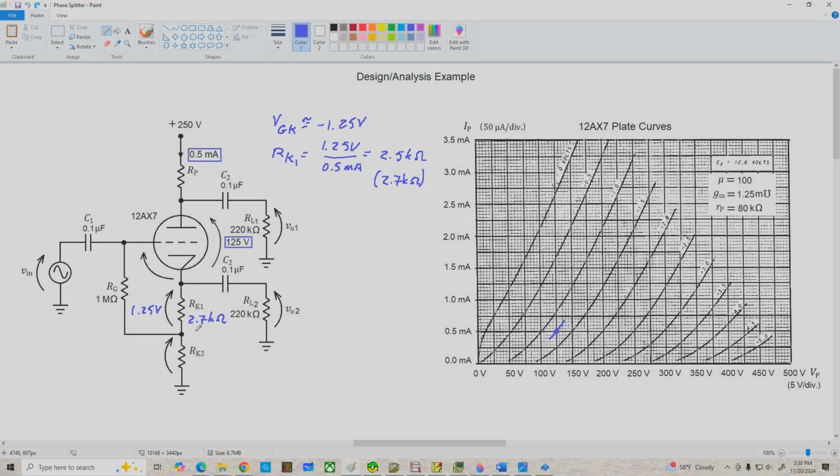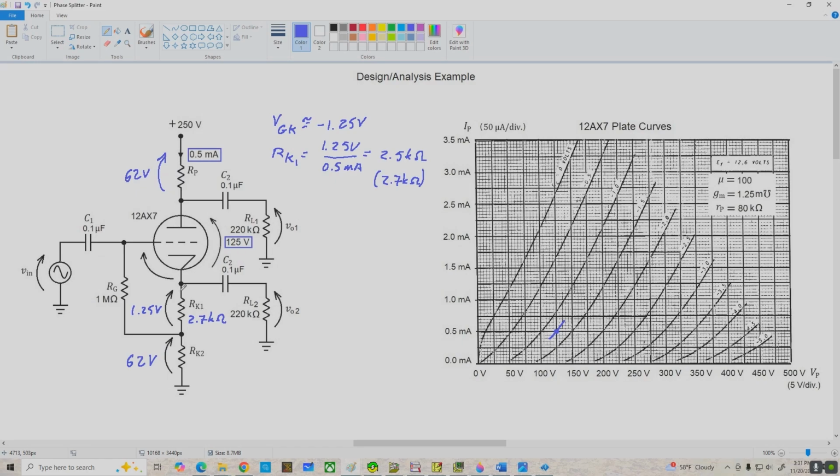Now, at this point, there are a couple different ways we could approach the rest of the design, but the goal we're after here is to drop about half of the supply across the tube from plate to cathode, and then we're going to split the remaining 50% of the power supply between the top, that is the plate resistor, and the bottom, RK1 and RK2. So we've got 125 volts left over, split evenly. That would be 62.5 volts dropped up here, and 62.5 drop total down here. But let's just round this off and call it 62 volts. And likewise down here, this would be 62.5 minus 1.25. Let's just call this 62 volts as well.